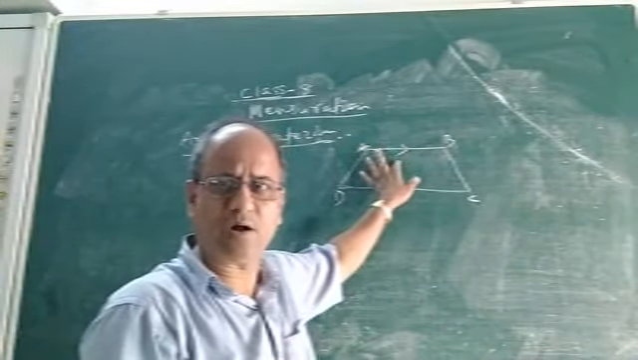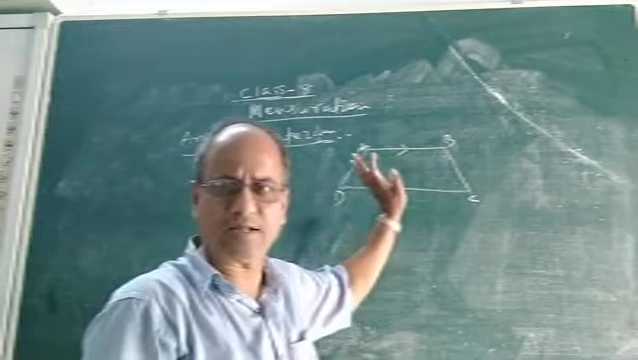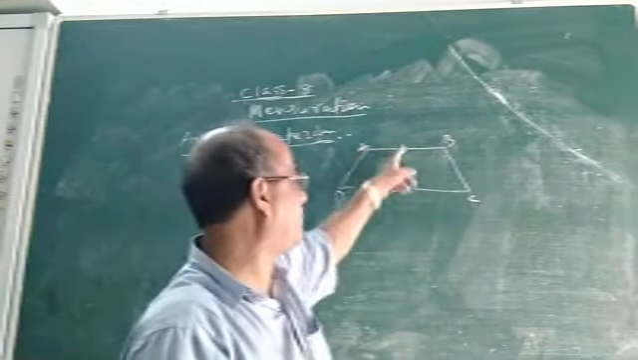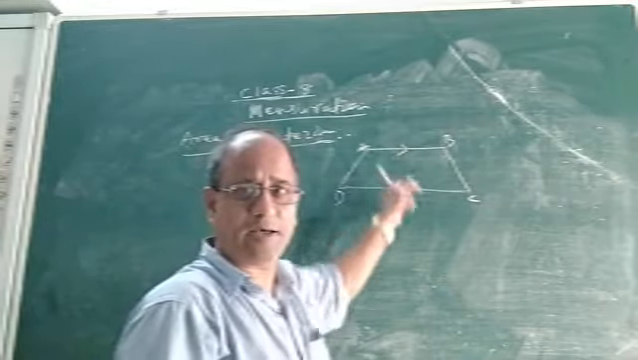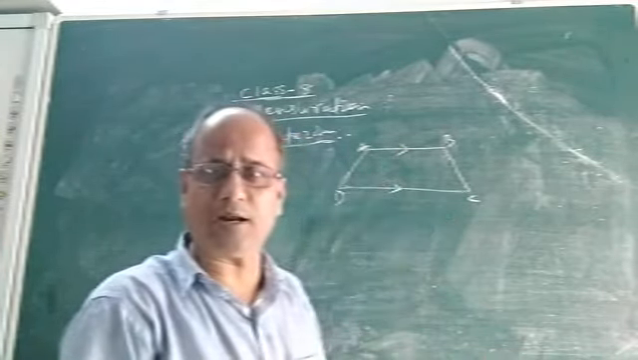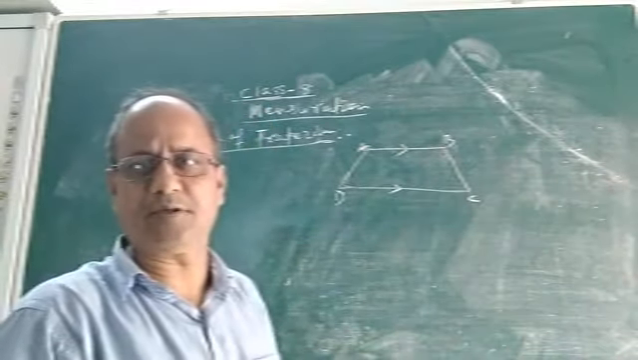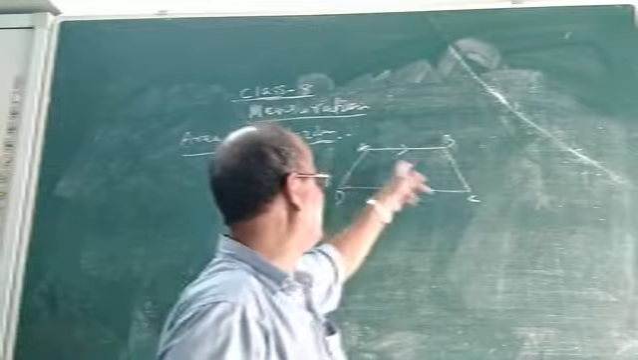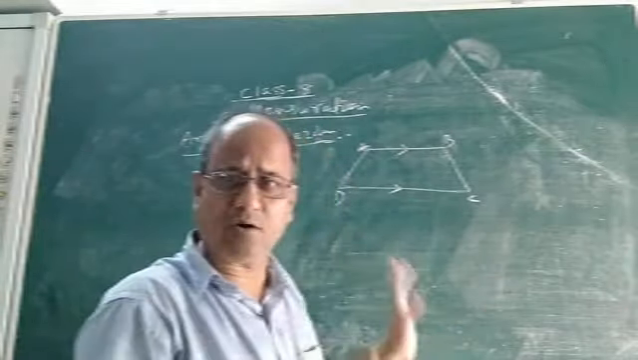It is no doubt a quadrilateral because it has 4 sides. Now in this quadrilateral, there is one pair of opposite sides, only one pair, AB and DC, that is parallel, and the other pair is non-parallel. Then only we say it is a trapezium. Here AB is parallel to DC and AD and BC are non-parallel, so it is no doubt a trapezium.